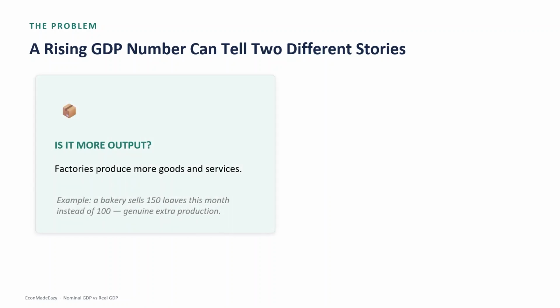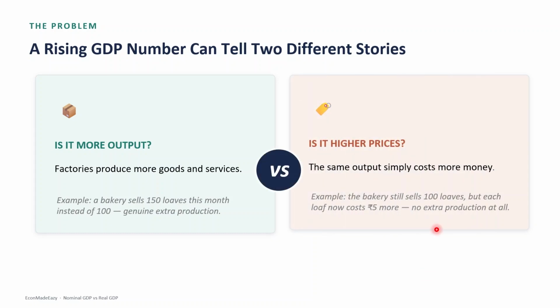Let's begin. A rising GDP number can tell two different stories. First, the economy may genuinely be producing more goods and services. For example, a bakery selling 150 loaves instead of 100. Second, the bakery may still sell only 100 loaves, but each loaf now costs more. This general rise in prices could be due to inflation. If you would like to understand inflation in detail, I have covered it in a separate video. For now, let's focus on how economists remove this effect of inflation to measure true economic growth.